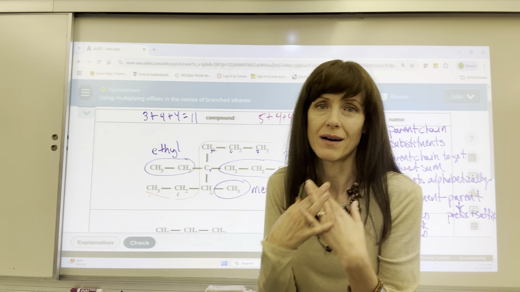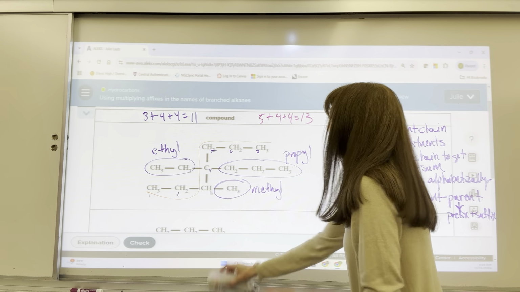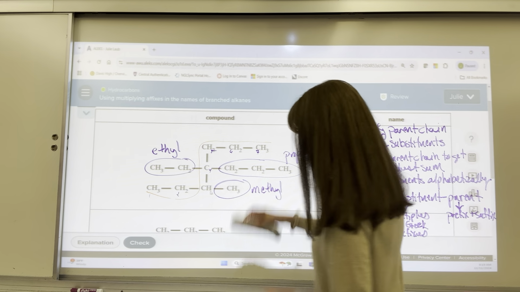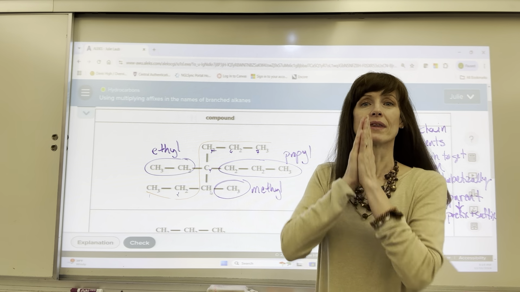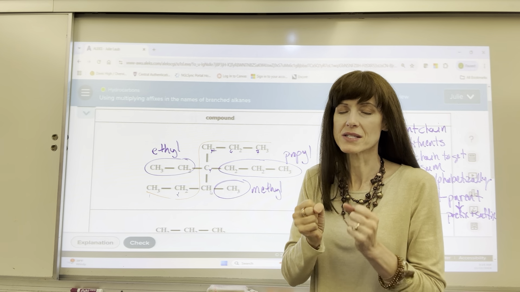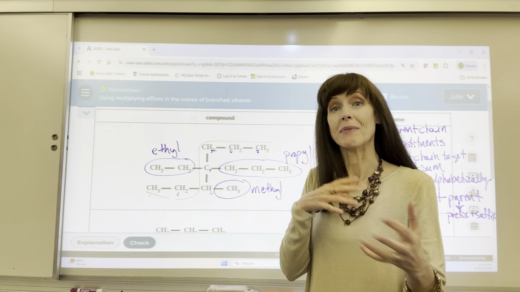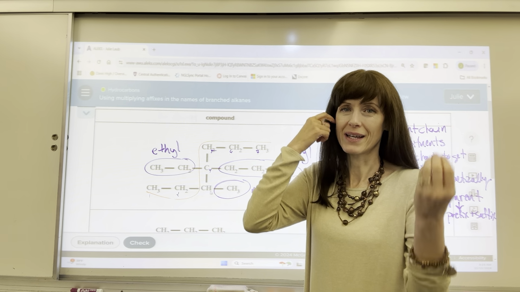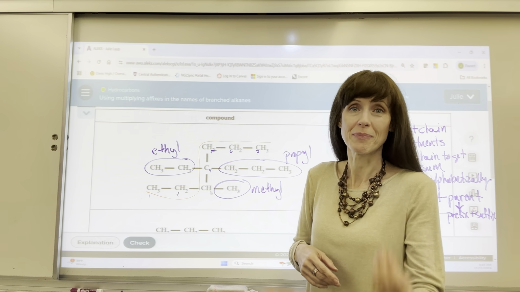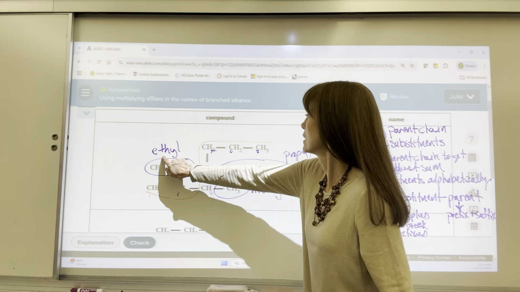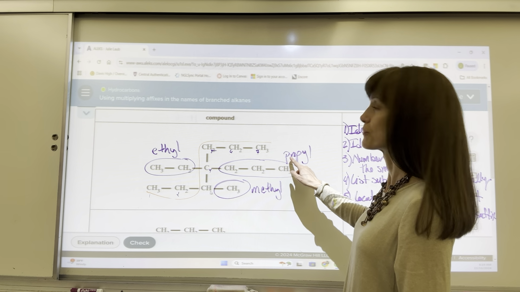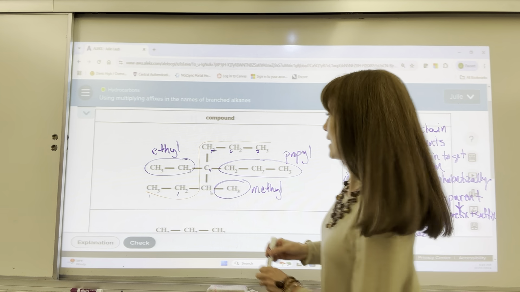Now we can put all of this together, okay? I'm going to erase all of this so we can begin. So we're going to go with alphabetical order. Remember, that's so important. Sometimes students want to number numerically, but you list these in alphabetical order. So E comes before M, which comes before P. Let's go ahead and write it out.